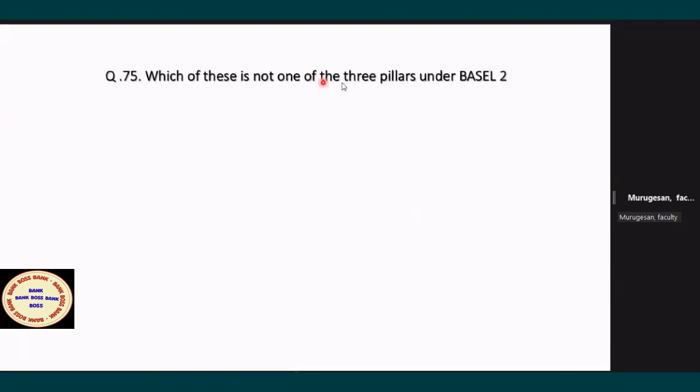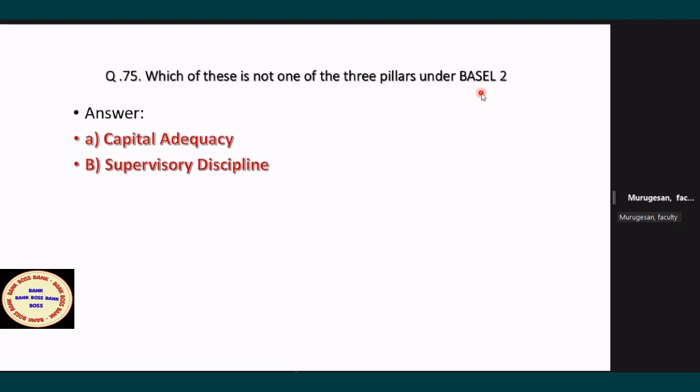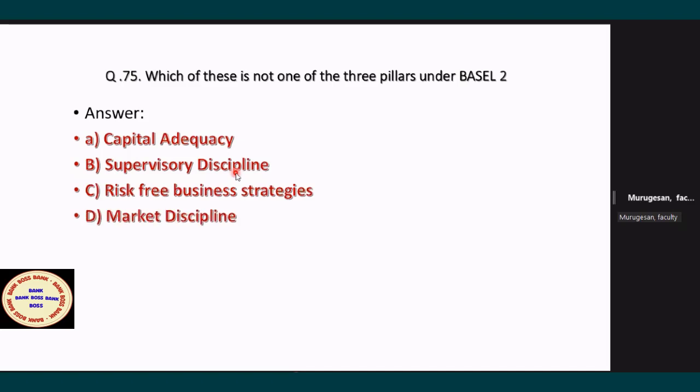Now 75. These are all risk management oriented questions. Which of these is not one of the three pillars under Basel II? The first pillar is capital adequacy. Then supervisory discipline, because the regulatory authority should be strict, otherwise things will go wrong. Option C, risk-free business strategy, is not correct. Very good.